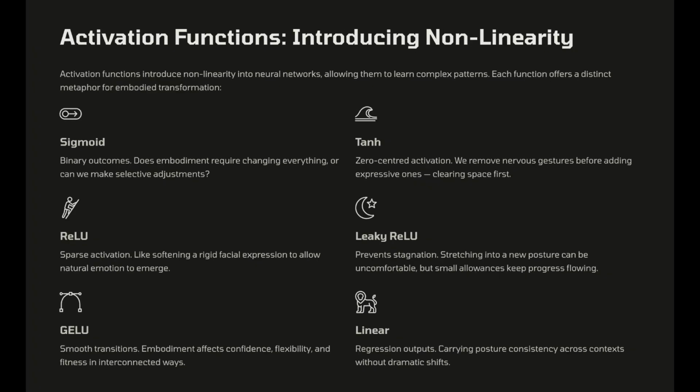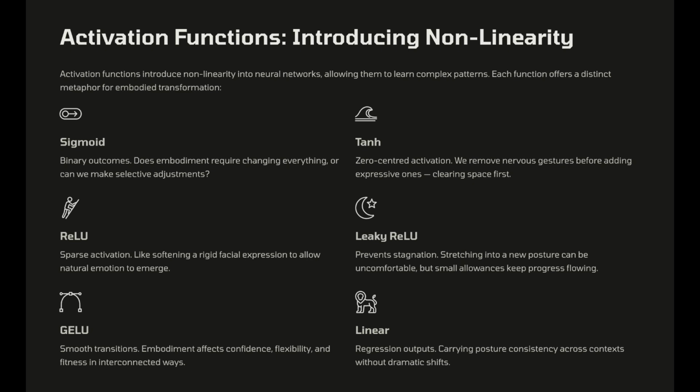Within the model, we define layers, activation functions, and learnable parameters. Activation functions introduce nonlinearity. Sigmoid, binary outcomes. Does embodiment require changing everything? Tanh, zero-centered. We remove nervous gestures before adding expressive ones.